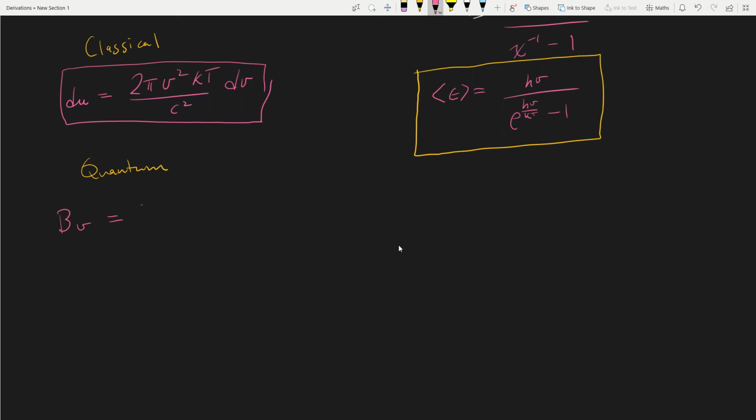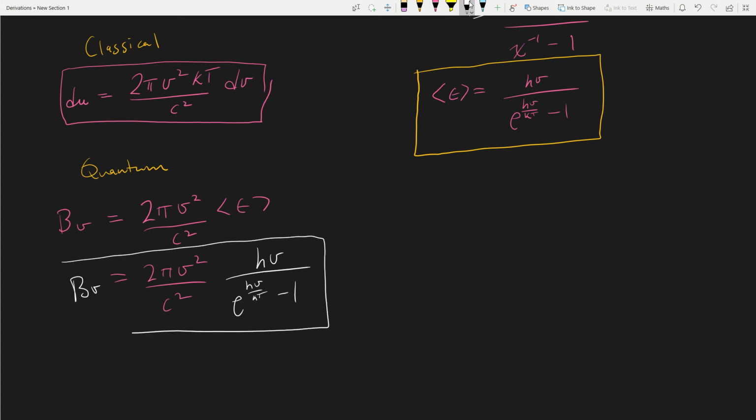So you have 2 pi nu squared over c squared times this average energy. And we just re-derived that average energy. So let's just write it in. Let's be complete here. It's h nu over e to the h nu over kT minus 1. All right, so this is a fantastic result in physics. What we find, and I'm going to do a very crude plot of this, but if you plot this spectral radiance, first of all, as a function of frequency, spectral radiance.